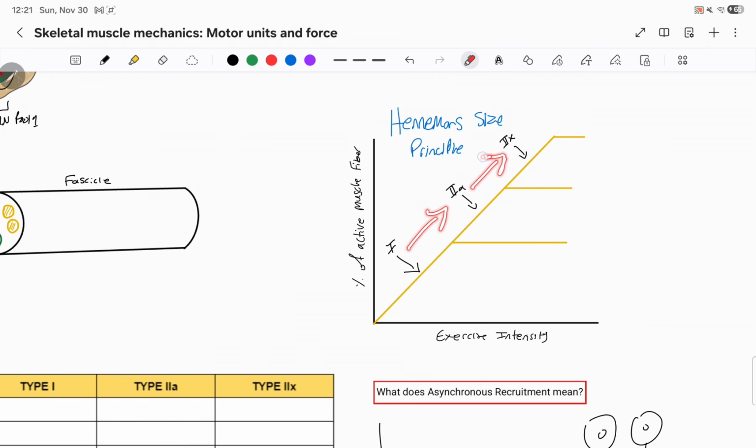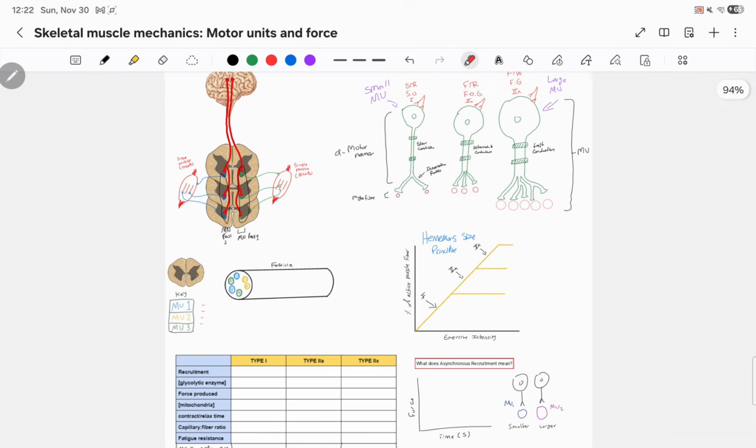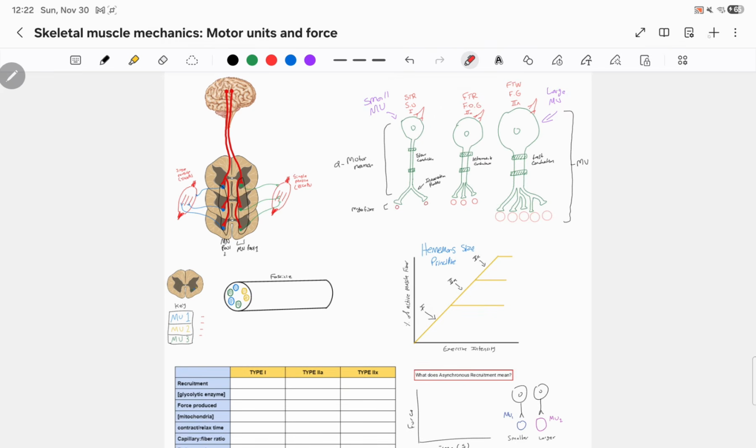If I start doing a 100-meter dash, I don't randomly just start recruiting type 2X fibers because I need power. No. I start out with type 1, and because I need more force, I then recruit the next and then the next. The idea I'm trying to get you to understand here is the order of recruitment doesn't change. It is the speed at which I switch between these that changes, okay? That's important to understand with this size principle in recruitment.